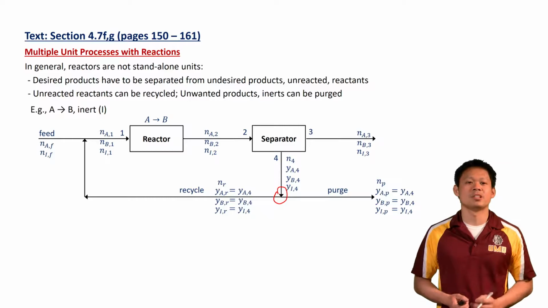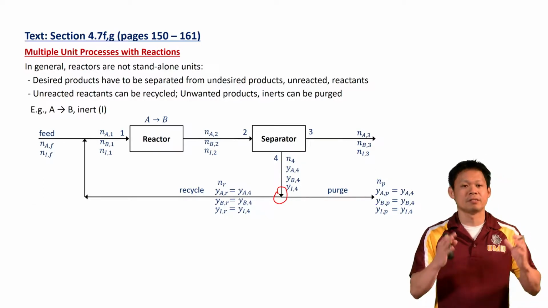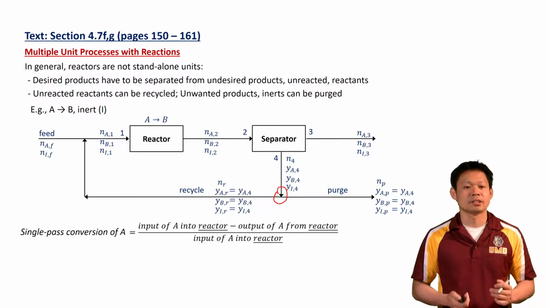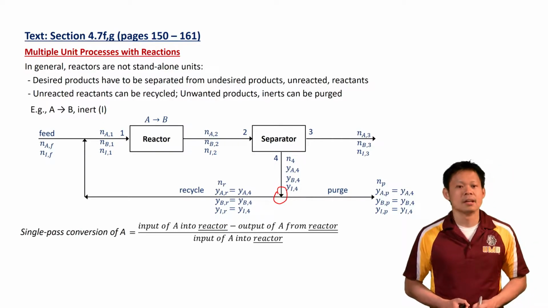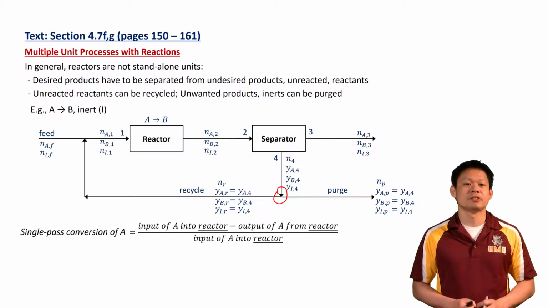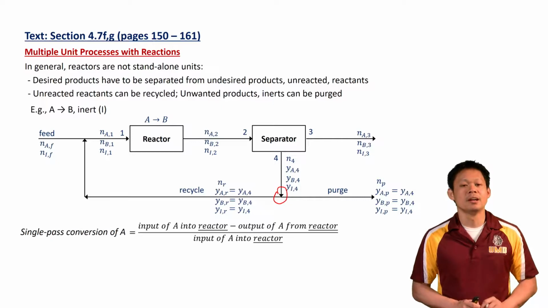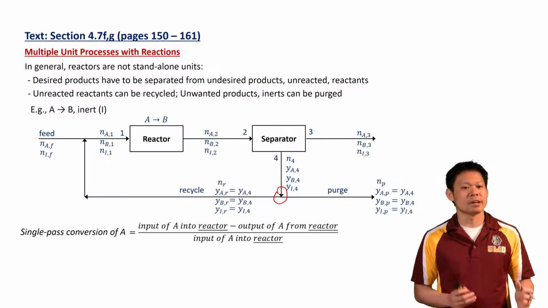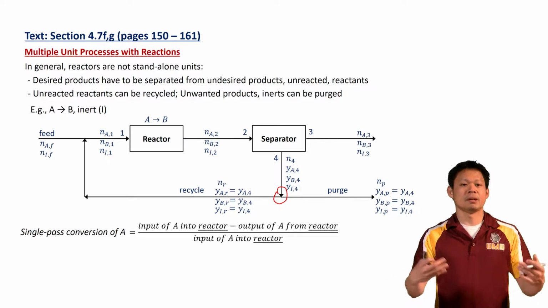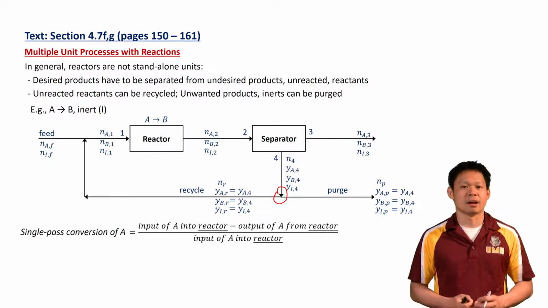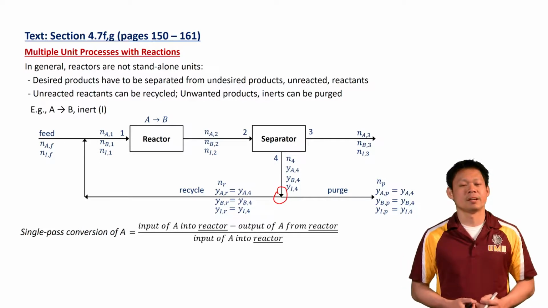We have two more equations that we need to talk about. The first one is going to be very similar to what we have already covered in a single standalone reactor, and that's the single pass conversion of our reactant. The single pass conversion of the reactant in this case is simply the fractional conversion. So it is the input of A into the reactor minus the output of A from the reactor. That essentially means it's the A that is being reacted or consumed in the reaction, and you're going to divide it by the input of A into the reactor.